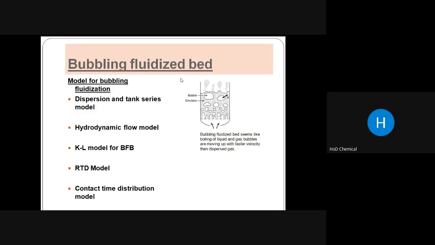So here, bubbling fluidized bed. In bubbling fluidized bed, from the design factor, we have several methods, five methods. From these, the first one is the dispersion and tank series model. Second, a hydrodynamic flow model. Third, the KL model for bubbling fluidized bed. Fourth, RTD, residence time distribution, and contacting time distributions.